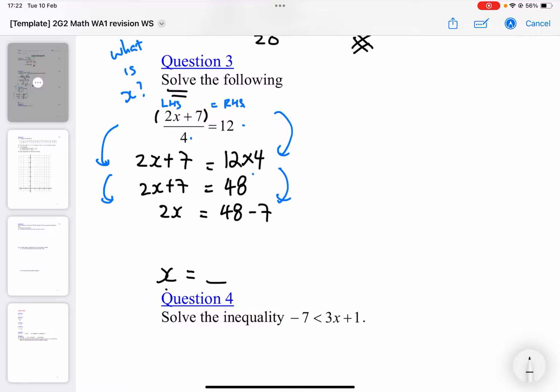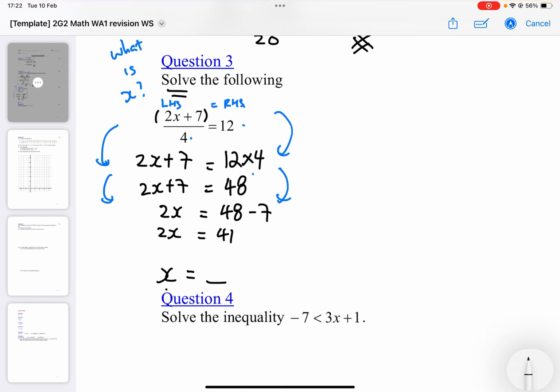Okay, then next step is my left is still the left. My right side I can simplify. 48 minus 7 is 41. Then finally, I want 1x. I don't want 2x. So from 2x to become 1x, I need to divide it by 2. Okay, 2x divided by 2 will become 1x.